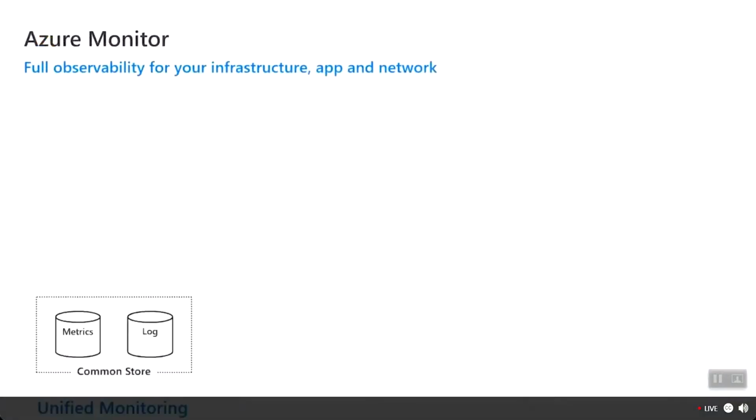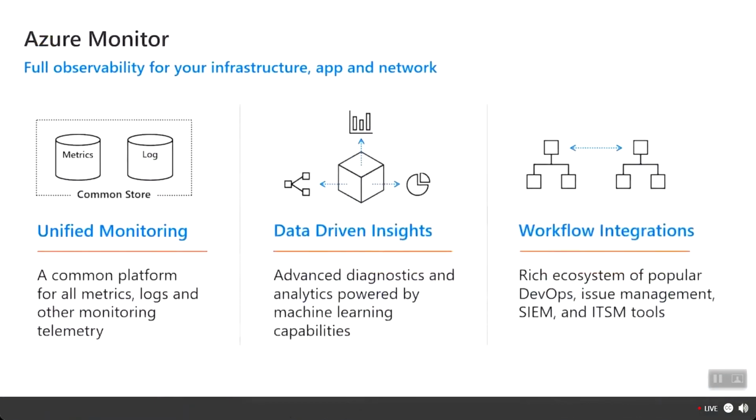Azure Monitor is a unified monitoring system. It's going to collect metrics and logs, and then it's going to save them into a big common store, a unified store. And so that makes things much easier for you later to analyze, because you know that the information you're looking for is going to be in that store.